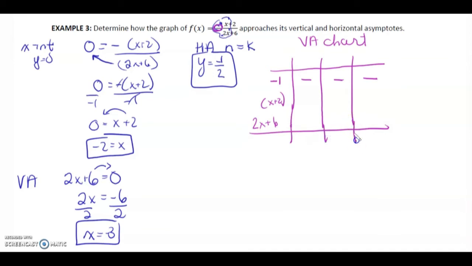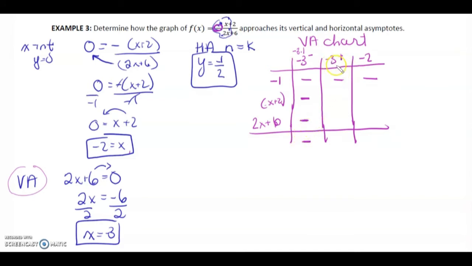Okay, so we want to include our vertical asymptotes. We want to include -3 from the left, -3 from the right, and then we want to include our x-intercept, which is -2. Okay, and these are numerically in order. So when we sub in a number on the left side of -3, it'd be like -3.1. Okay, subbing it into x plus 2, we get a negative. Subbing it into this, we'd get -6.2 plus 6, so we'd get a negative. So that's going to yield a negative.